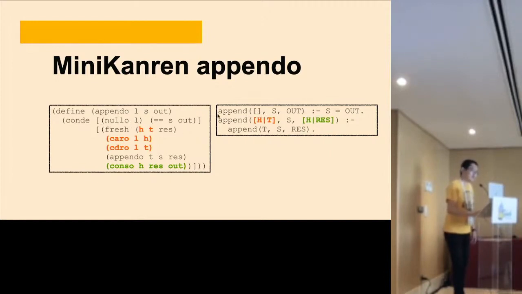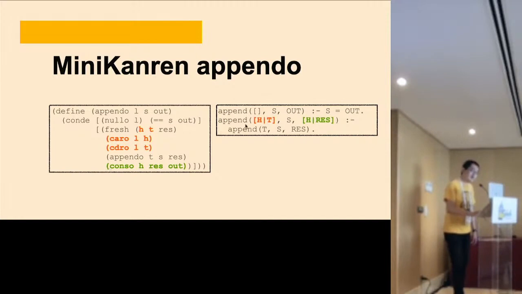Otherwise, when there are recursive cases, in Prolog we already have a lot of optimization there. This is what they call syntax sugar, but in miniKanren, you have to write it down by yourself. You break the list down into two parts, head and tail. You introduce the three variables by yourself.